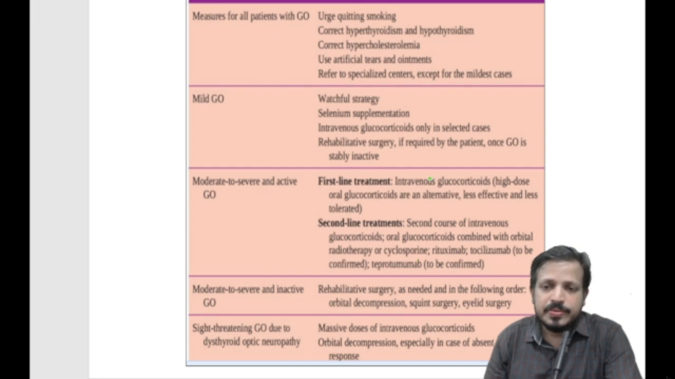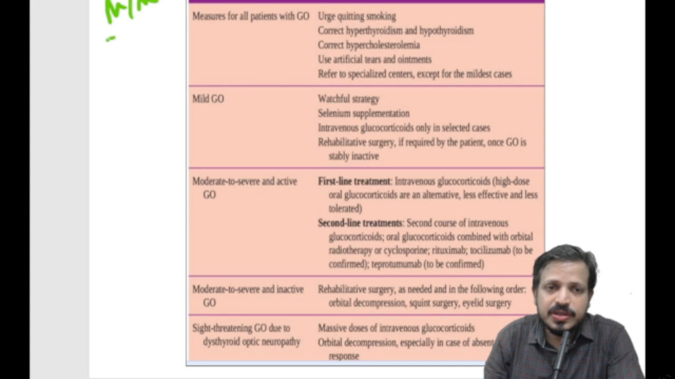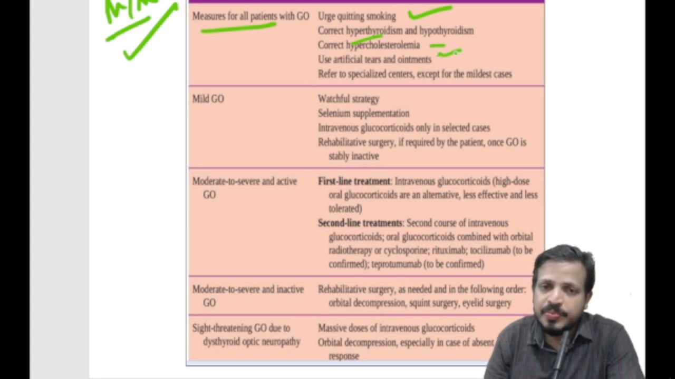Then coming to the management: what is the management measure in all the patients? In all patients we have to ask them to stop smoking. Second, correct the hyperthyroidism and the hypothyroidism, correct the hypercholesterolemia, use artificial tears or ointment, and refer to a specialist center. So in all cases we have to avoid smoking, correct the thyroid dysfunction, correct the hypercholesterolemia, and use artificial tears.